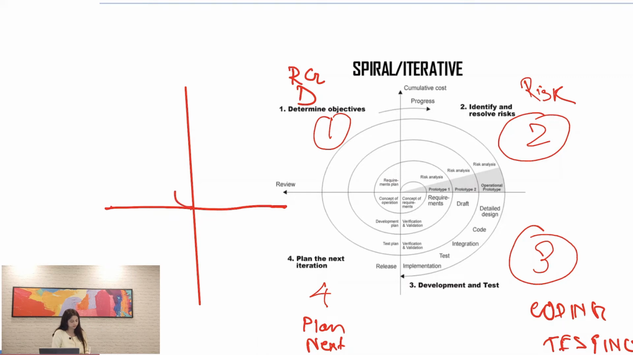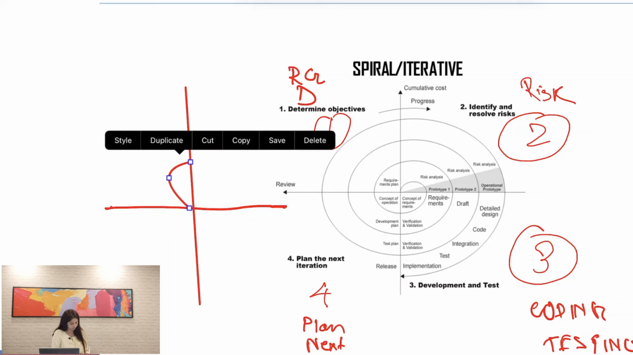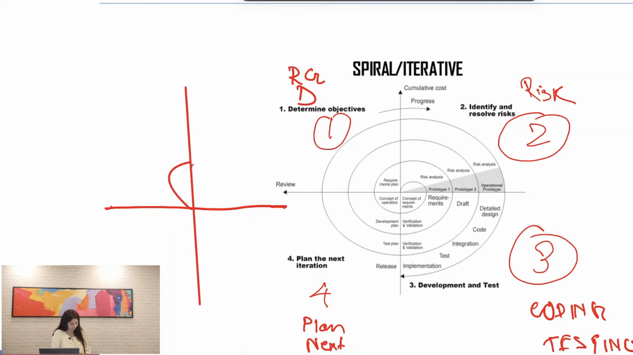Then the risks are analyzed. Whatever risks are involved with creation of that apartment or on that plot, or what all can happen and not happen. If any risk is identified, it'll be resolved, the remedies will be taken care of, and then we'll move to coding, which is about developing the home here, and testing as well. And then there is planning for the next iteration.